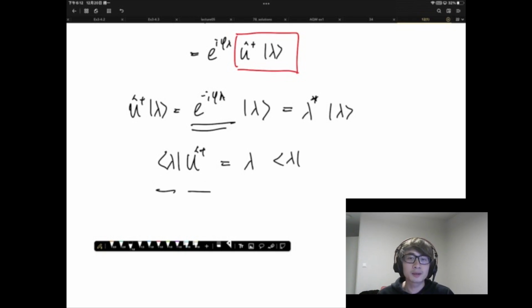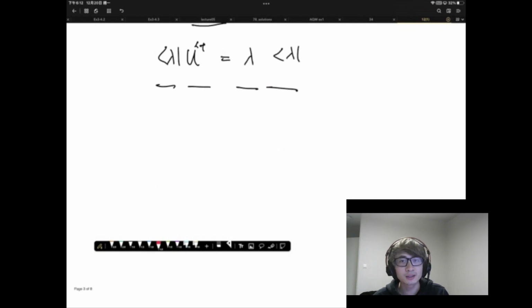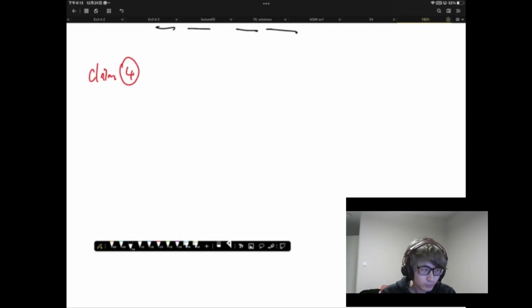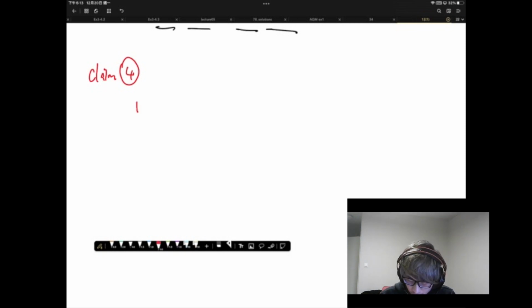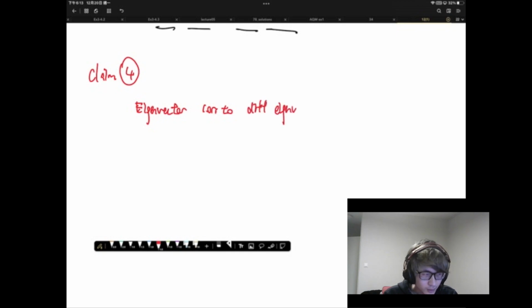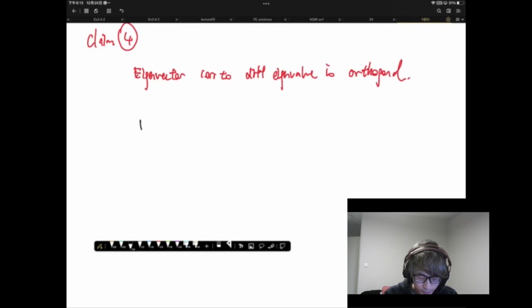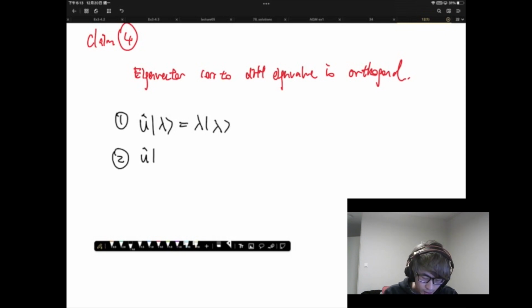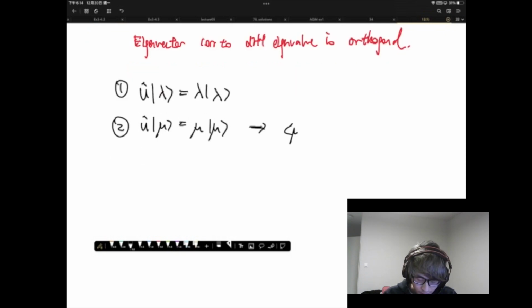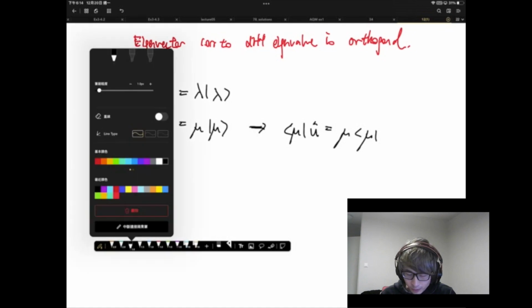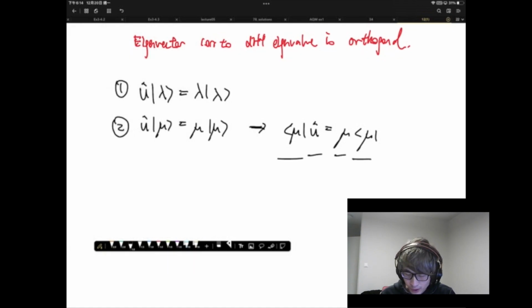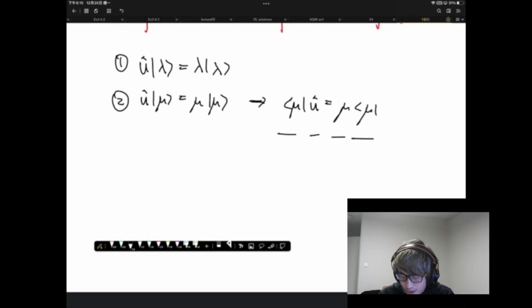And then I will come to our claim 4. Claim 4 is that eigenvectors corresponding to different eigenvalues are orthogonal to each other. U times lambda gives out lambda times lambda, right? This is the first one. And the second one is U mu gives out mu times mu. And we can express this in bra vector form. So now we have the bra vector acted on by the unitary operator giving out the eigenvalue mu times the bra vector mu. And this deduction is from claim 3.